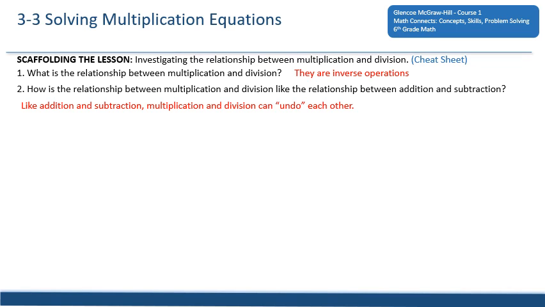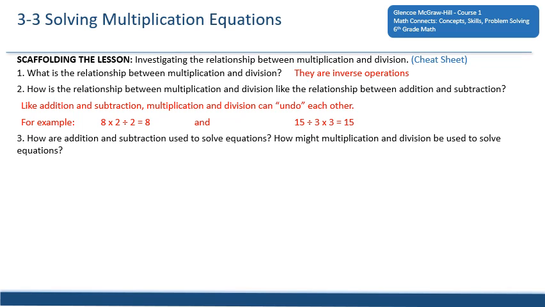How is the relationship between multiplication and division like the relationship between addition and subtraction? Like addition and subtraction, multiplication and division can undo each other. For example, 8 times 2 divided by 2 equals 8. So if I do 8 times 2, that's 16, and then I divide it by 2, it's 8. So the division undid the multiplication. And 15 divided by 3 times 3 equals 15. So if I do 15 divided by 3 equals 5, and then I multiply it by 3, it equals 15 again. So the multiplication undid the division.